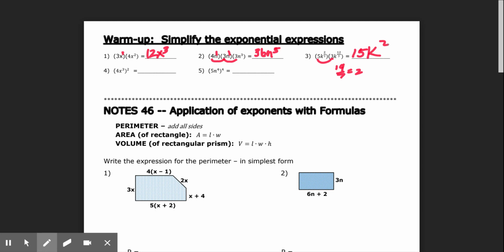There's a couple ways you could do that. I think the easiest way is just to go 4x cubed times another 4x cubed. 4 times 4 is 16. And 3 plus 3 for your exponents gives you 6.